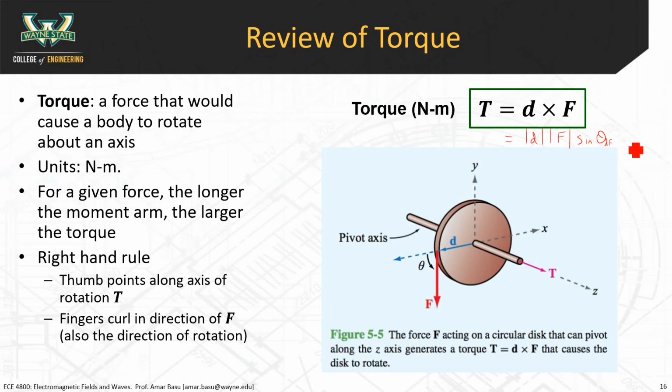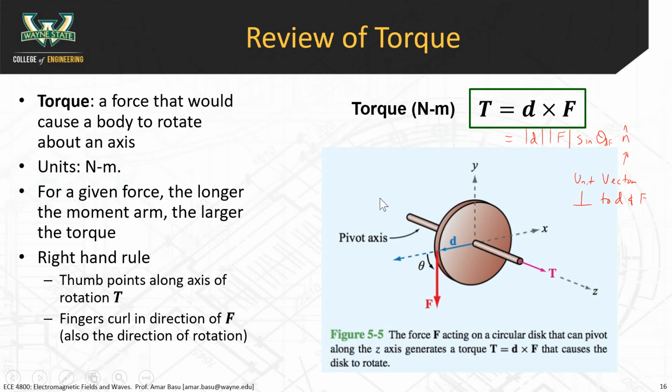And then there's also the n hat vector. Right? N hat, this is the unit vector that is perpendicular to d and f both. Okay? This is all coming from the definition of the cross product. Okay, so this is the definition of torque.